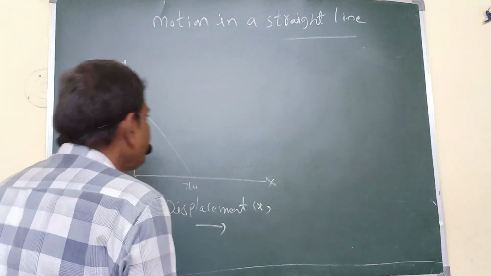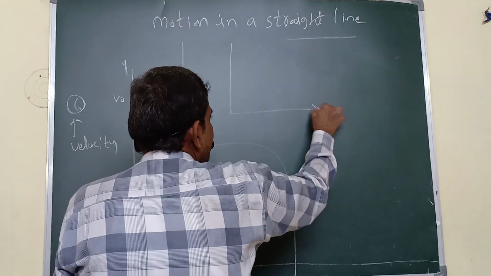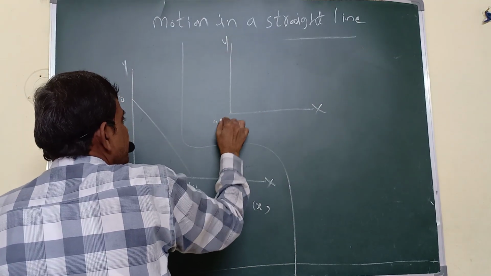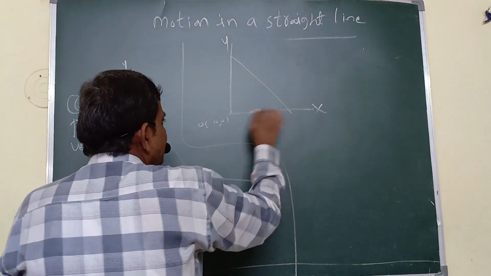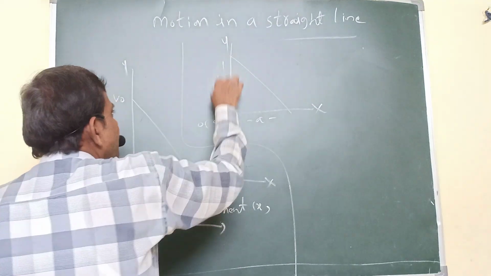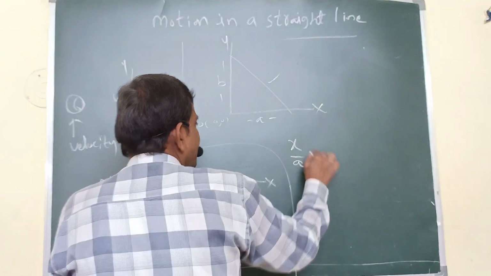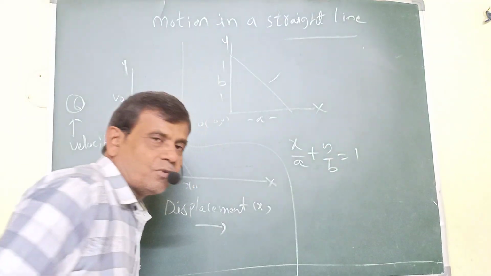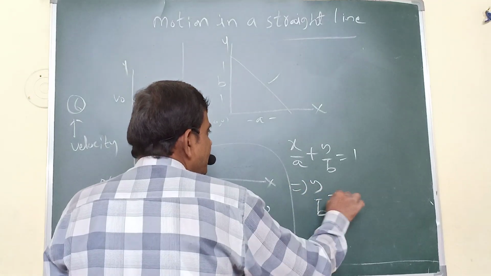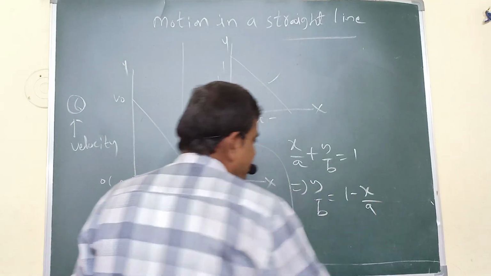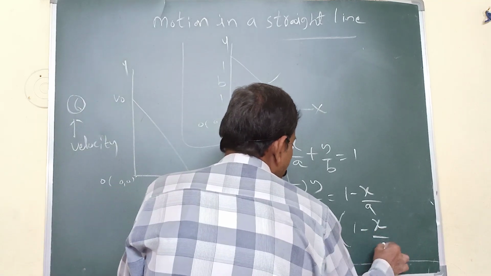For example, I am taking this is the x-axis and this is the y-axis and this is the origin. I am taking one straight line equation. Here I am taking A as the x-intercept and B as the y-intercept. Then what is the equation for this straight line? x by A plus y by B equals 1. This we know. Now I am writing this as y by B equals 1 minus x by A. Otherwise you write this as y equals B into (1 minus x by A).